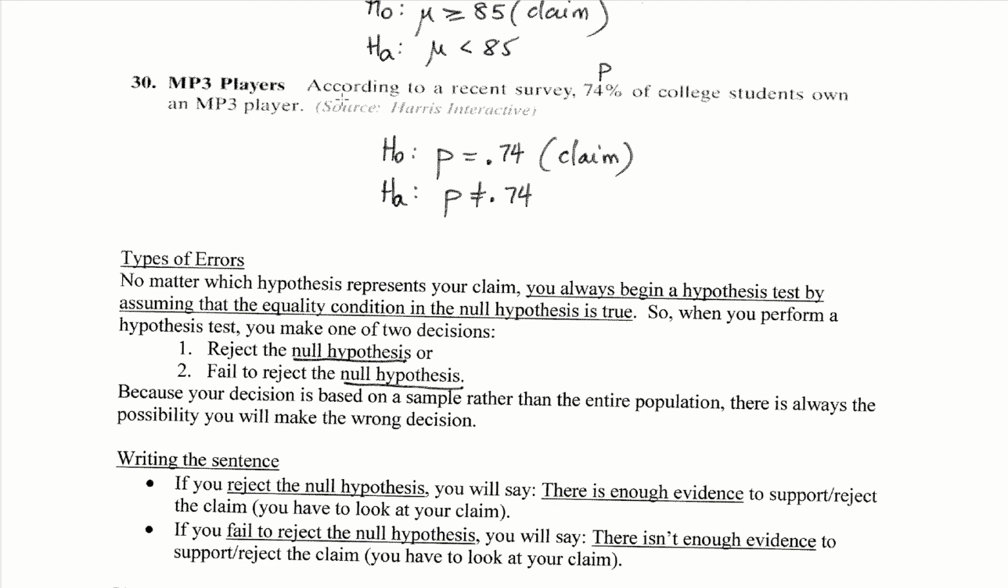In the next part, they say according to a survey, 74%, that's a proportion, that's P equals 0.74, of college students own an MP3 player. Because they're claiming that it's exactly a value, that's going to be the null hypothesis, P equals 0.74, which is the claim. Its complement would be the alternative hypothesis, which is P is not equal to 0.74.